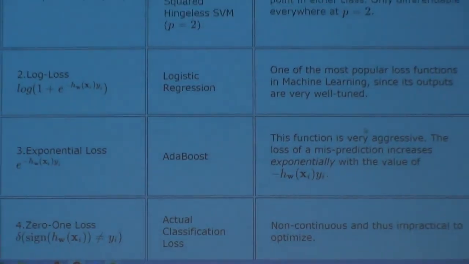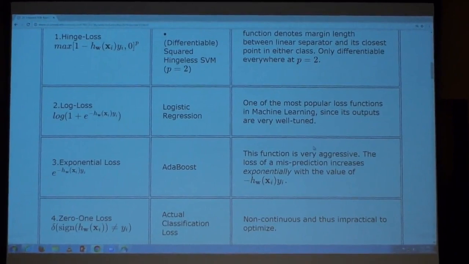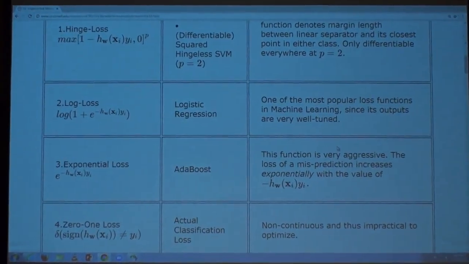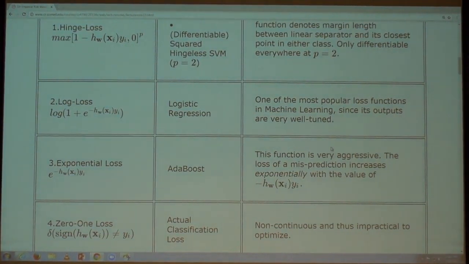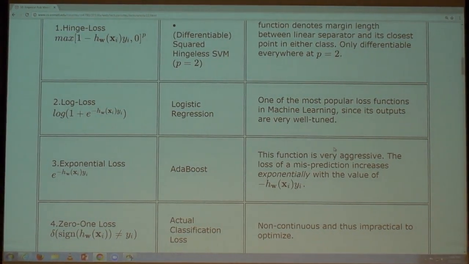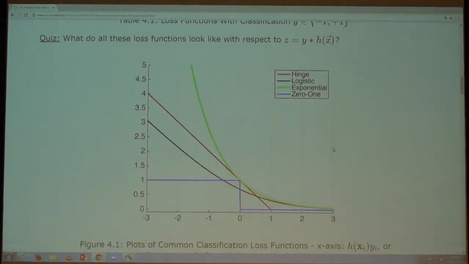So maybe, can someone describe, let me start with the 0-1 loss. What does that look like? Yeah? 1 everywhere it's negative, and then 0 everywhere it's positive. That's correct. How about the hinge loss? Yeah? So it intersects with the 0-1 loss at the point 0-1 and it's a negative line. That's right, exactly right. And let me just show all of them. So this is the answer.